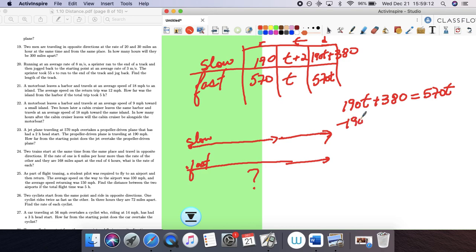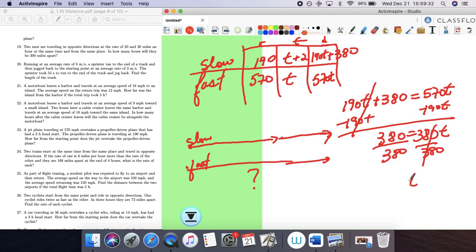Minus 190t, minus 190t. That goes away. 380 comes down. And let's see, 570 minus 190 is 380. Divide both sides by 380.